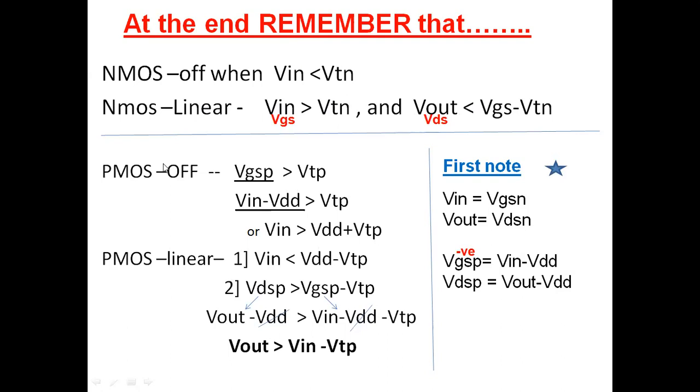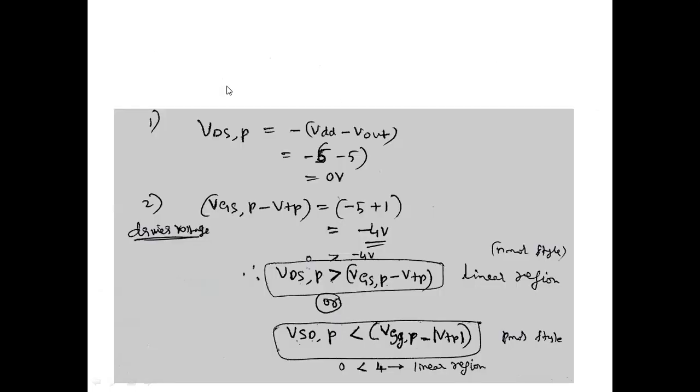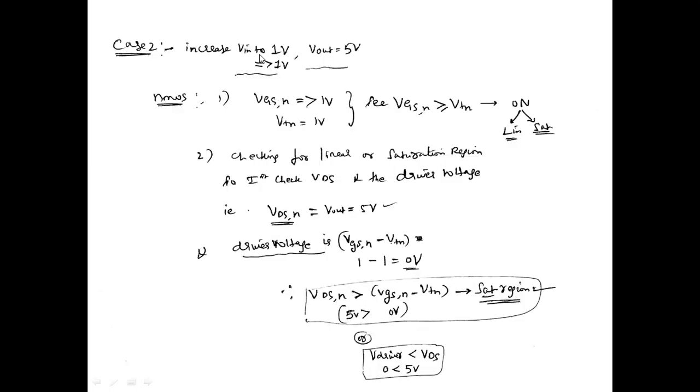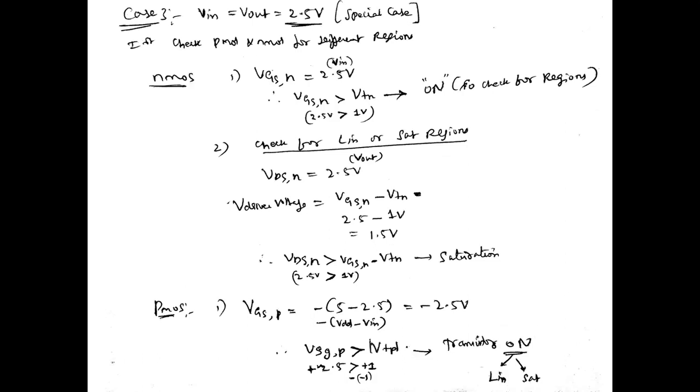Similarly, you can remember the conditions for this PMOS to be in off condition and the condition for PMOS to be in the linear region. So here, based upon this, we have the application of various input voltages for my CMOS inverter, starting from 0 volts to 1 volt, and here it is say 2.5 volts.